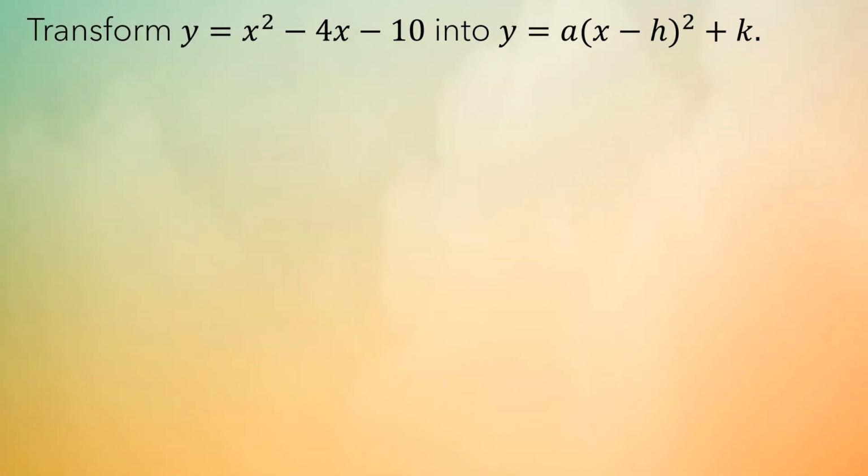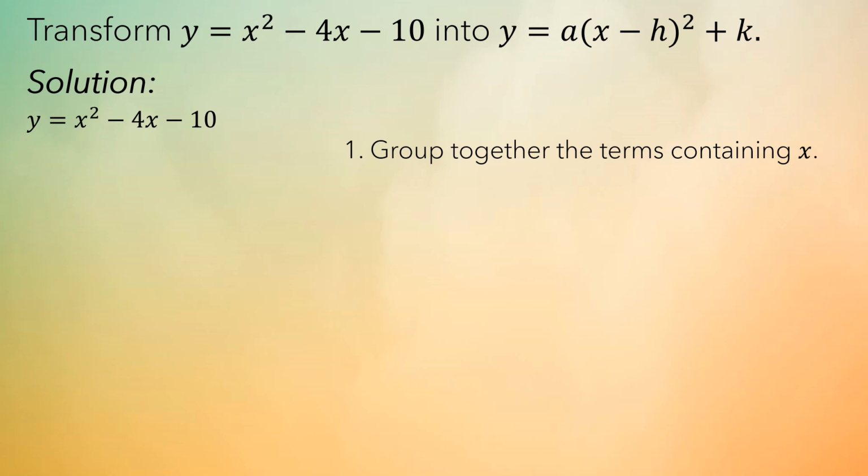So let us now have this one. Transform y equals x squared minus 4x minus 10 into y equals a times the quantity of x minus h, quantity squared, plus k. So for us to solve this given quadratic function, let us first rewrite this equation, and then the first step is to group together the terms containing x.